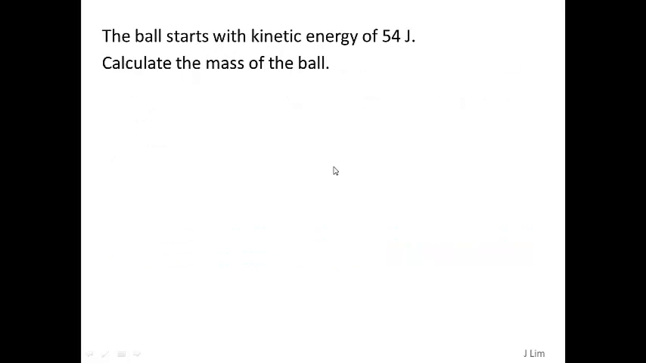The ball starts with kinetic energy of 54 joules. Calculate the mass of the ball. So half m u squared equals 54, so u is 26, therefore m is 0.16 kg.